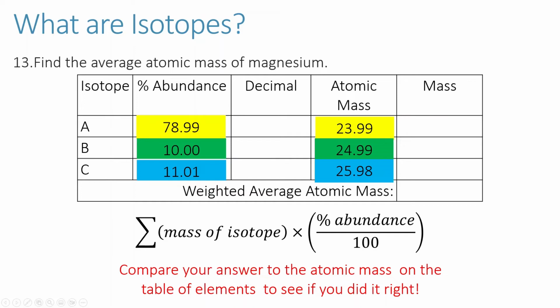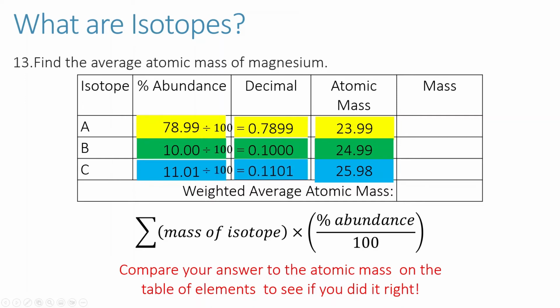So what I want to do first is convert this percent into a decimal. If you want to convert a decimal into a percent, you would multiply by 100. Here we're going in the opposite direction. We want to take a percent and change it into a decimal, so we're going to divide by 100. Now that we've done that, we're going to take our decimal and multiply that by the atomic mass of each isotope.